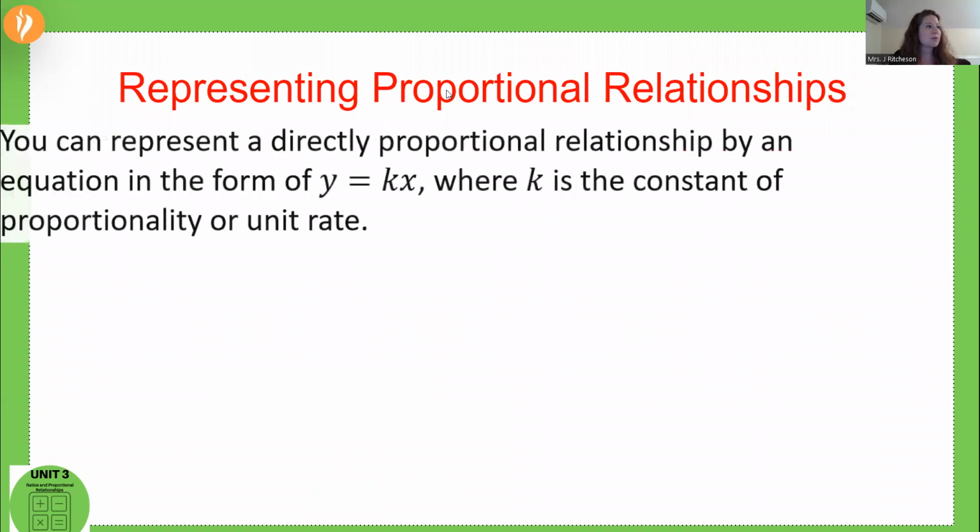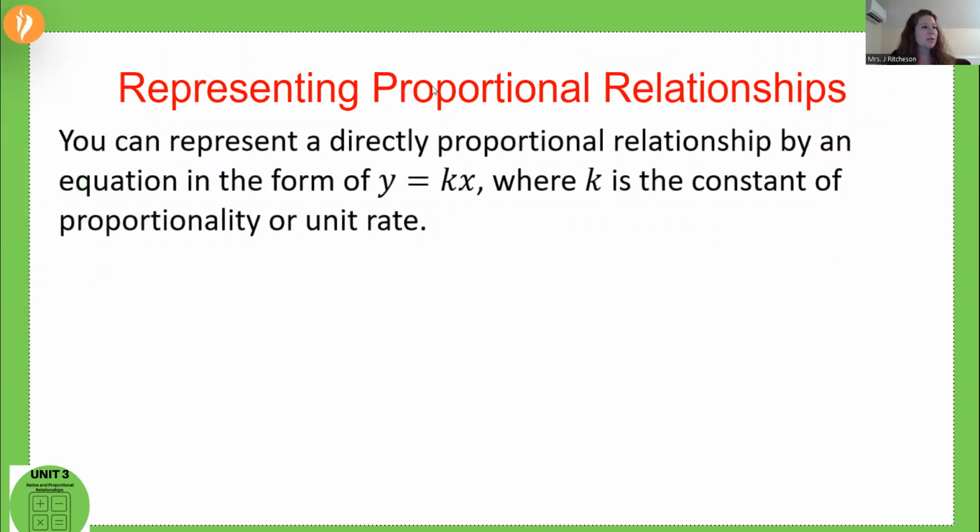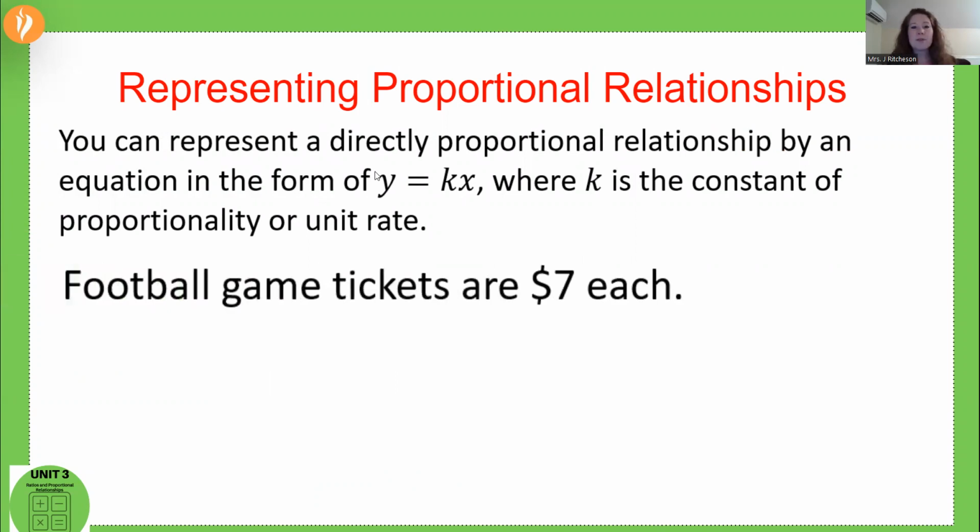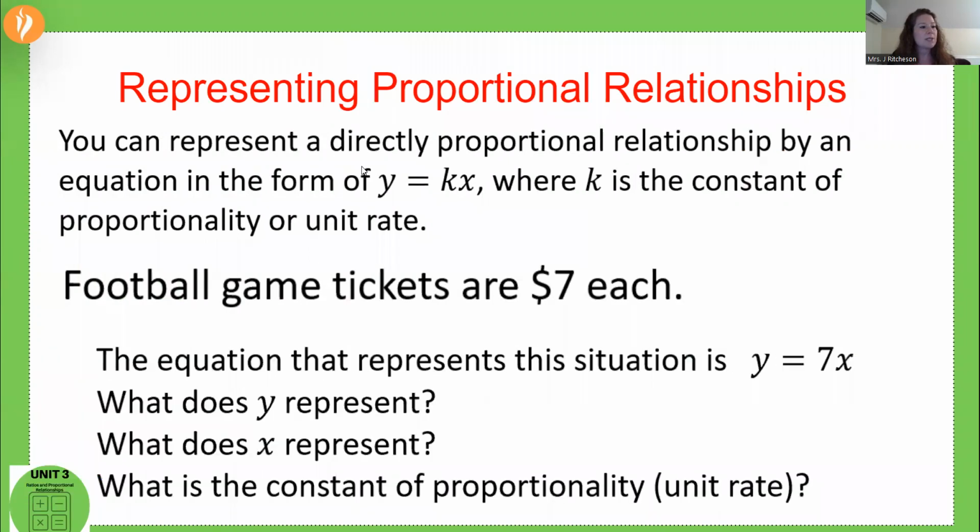All right, representing proportional relationships. You can represent a directly proportional relationship by the equation in the form of y equals k times x, where k is the constant of proportionality or unit rate. For example, football tickets cost $7 each. The equation that represents this situation is the amount of money, so y, your total money spent, is equal to $7 times x. So what does the y represent? It represents how much total money I'm going to spend. What does x represent? It represents the number of tickets we will buy. The 7 represents the price.